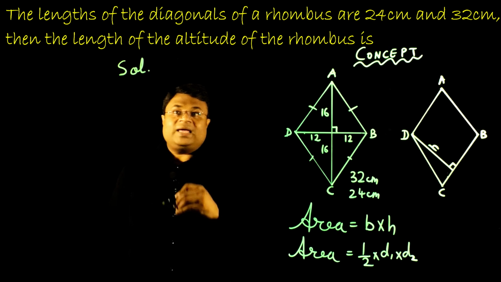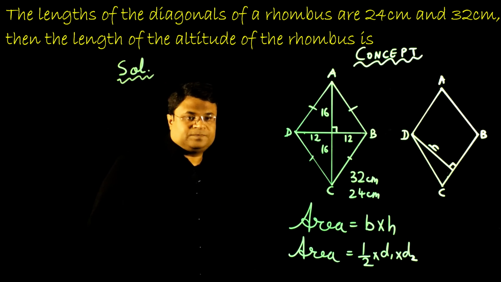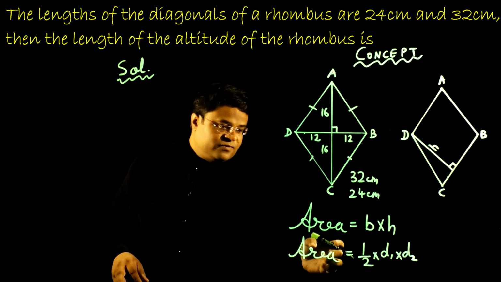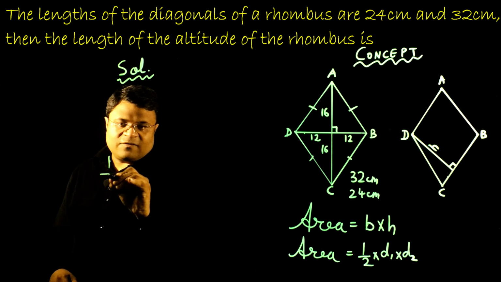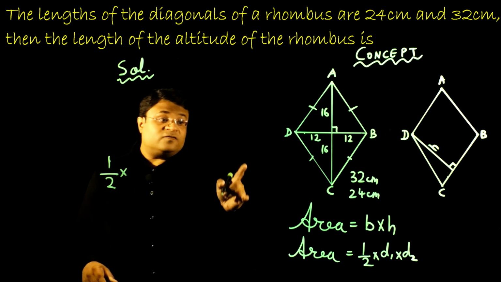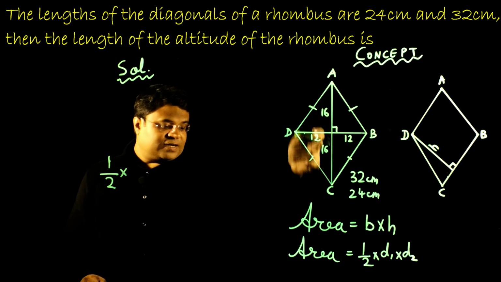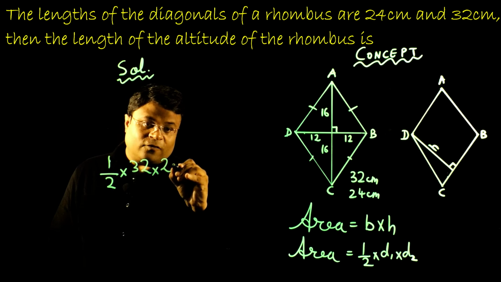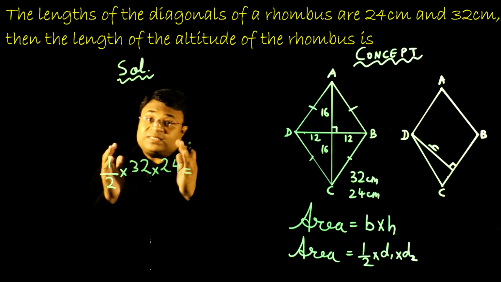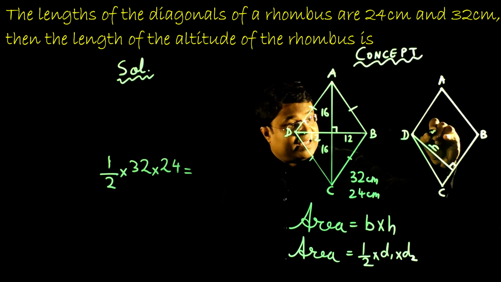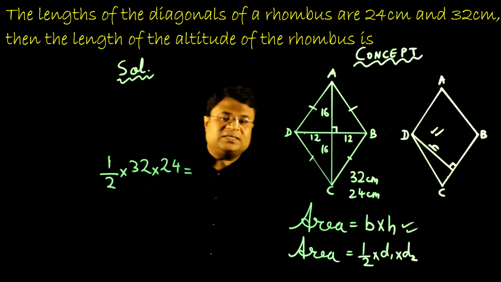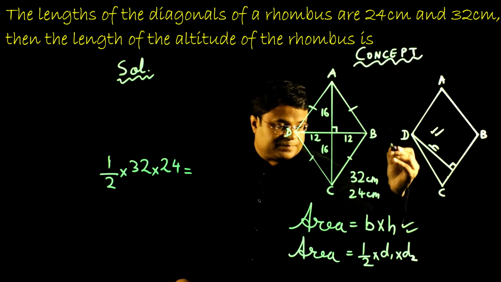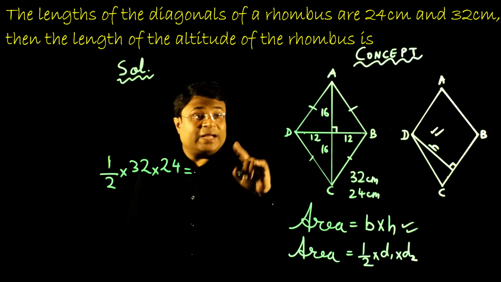Now, let's quickly have a look at the solution. Since it's an MCQ, we don't need all the steps. First, we will find the area, which is half into the product of the diagonals. The first diagonal is 32 and the second diagonal is 24. This area would be equal to the area using the formula base into height. The main problem is, from where will we get the base? For the base we need to use the Pythagoras theorem.